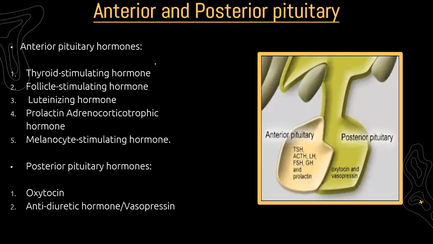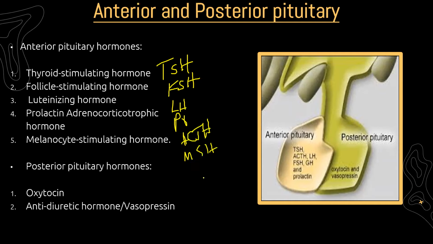What are the major hormones released by the anterior pituitary? TSH. You have to read every single hormone: thyroid stimulating hormone, follicle stimulating hormone, luteinizing hormone, prolactin, adrenocorticotropic hormone, melanocyte stimulating hormone, and GH, growth hormone. All these hormones are released from the anterior pituitary. But the anterior pituitary is also under the control of what? The hypothalamus. That's why the hypothalamus is the master. If you want to control the anterior or posterior pituitary, you can directly control the hypothalamus, and then the hormone production will automatically stop immediately.